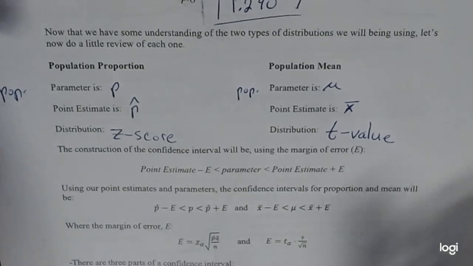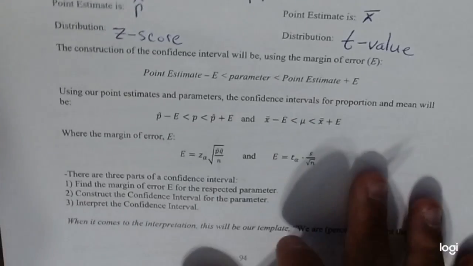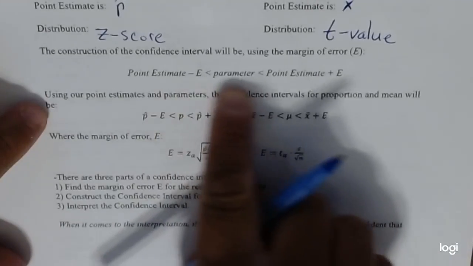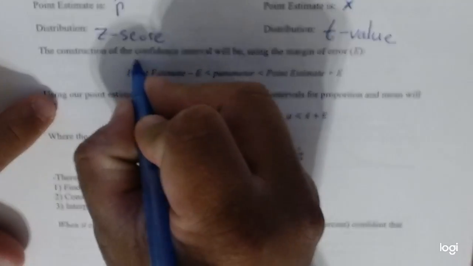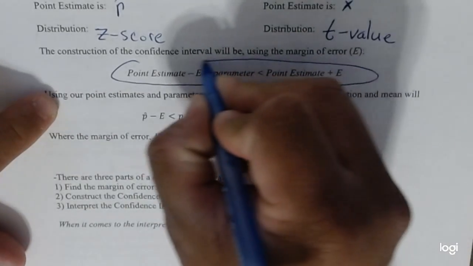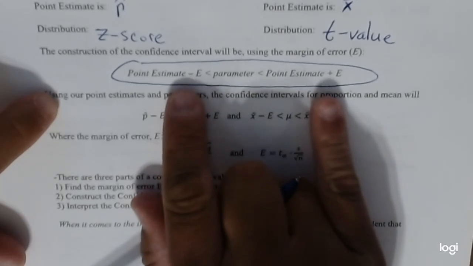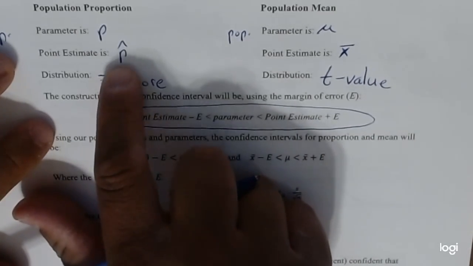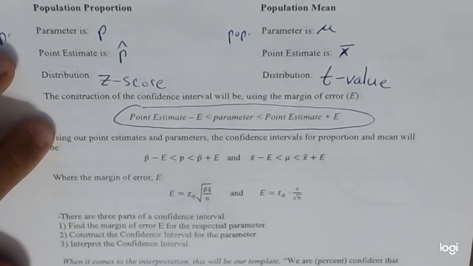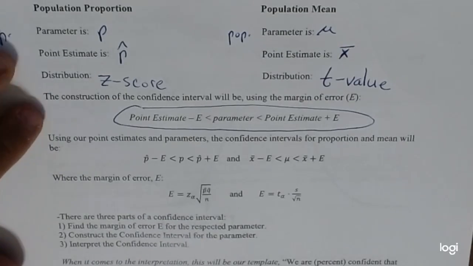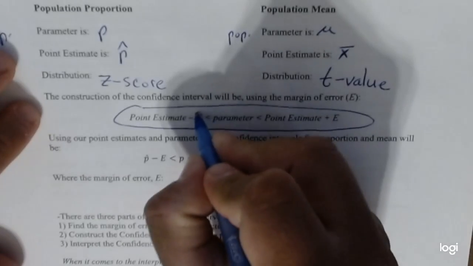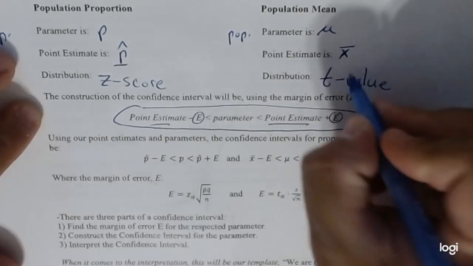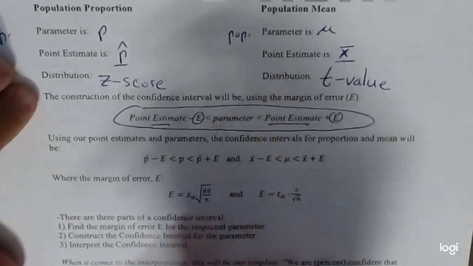Now, if we go back to the definition of the margin of error, this is how we're going to construct the confidence interval. Notice all we're doing is adding and subtracting e to our point estimate. That's it. That's how we construct a confidence interval. Once we find this margin of error, all we're going to do is add it to and subtract it from our point estimate, depending on what situation we're in.